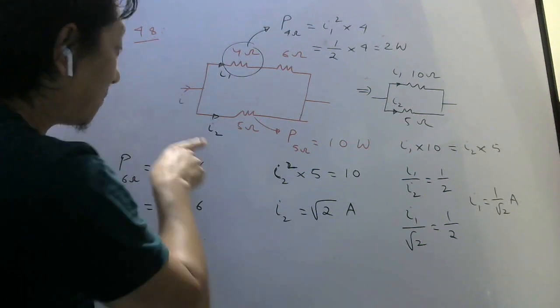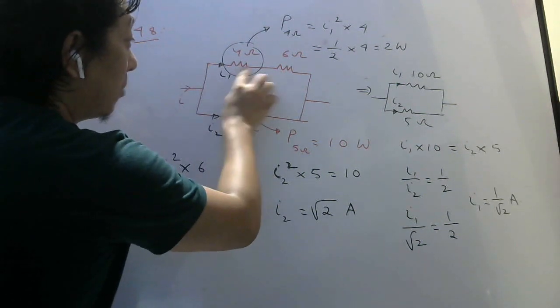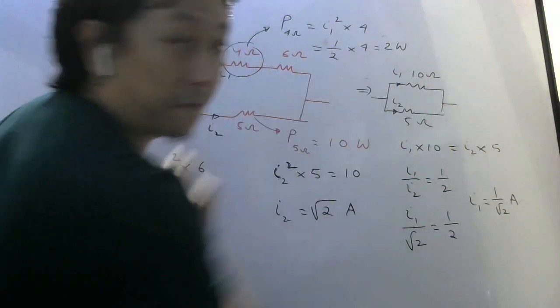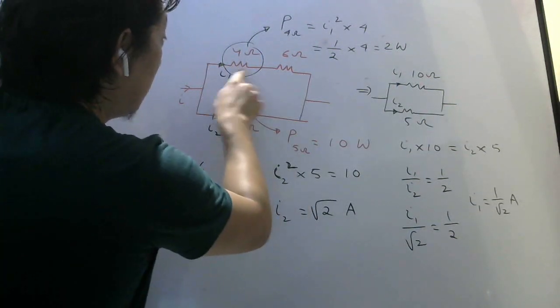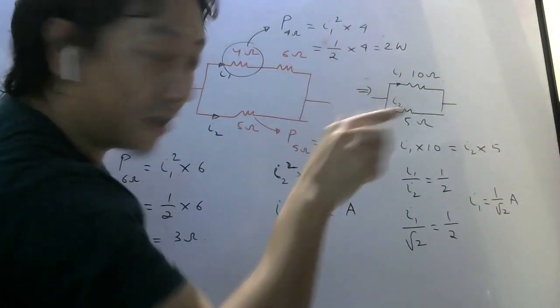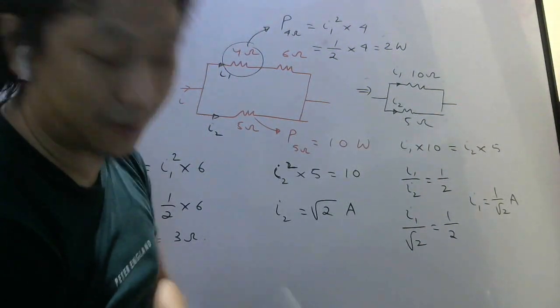So before finding I1, students, you have to consider these two as equivalent to one resistance. Then you can easily find it. Because once you replace these two by one resistance, you can see these two are in parallel. So you can easily find the current. Okay.